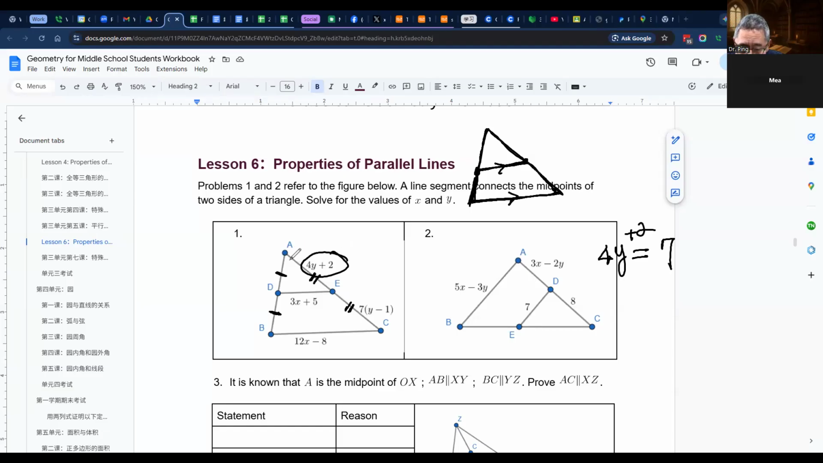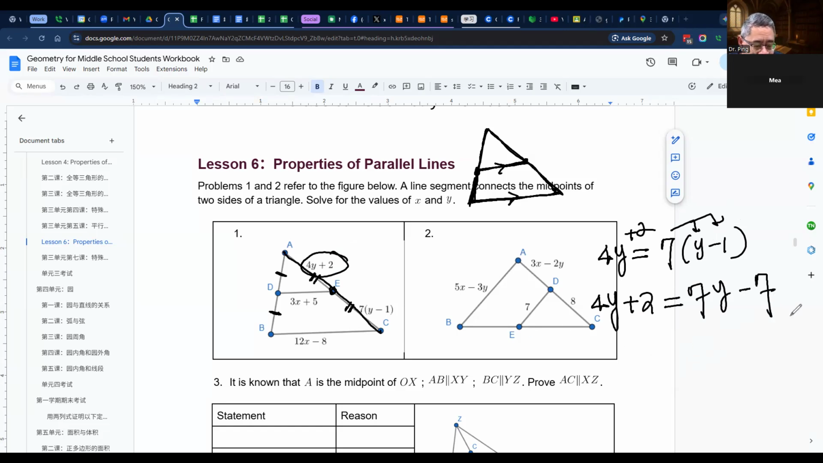So because AE is congruent to EC, therefore 4y plus 2 equals 7y minus 1. And this side is 4y plus 2. And then we're going to distribute that. So we got 7y minus 7.